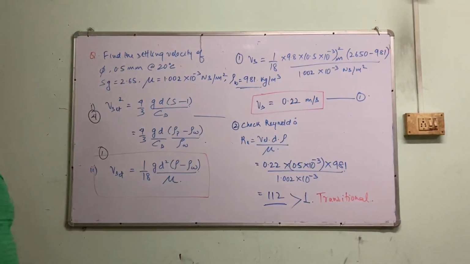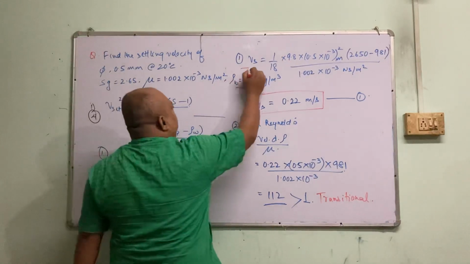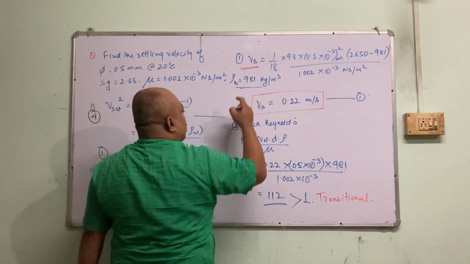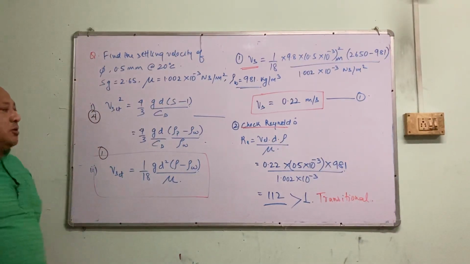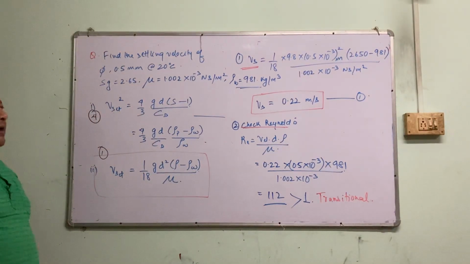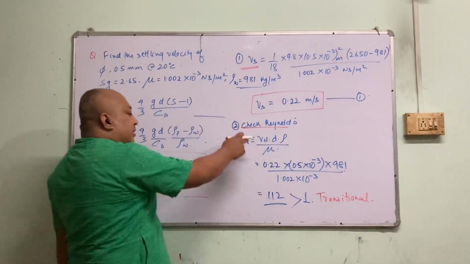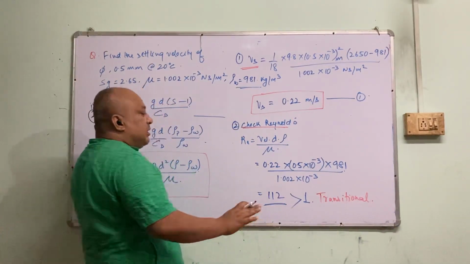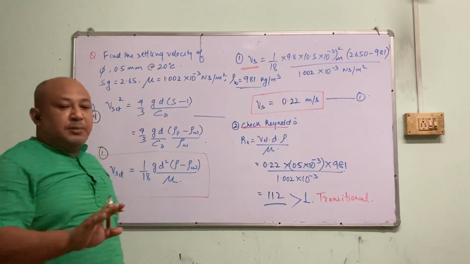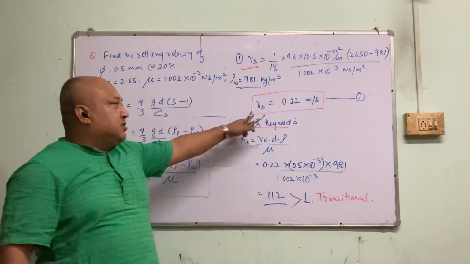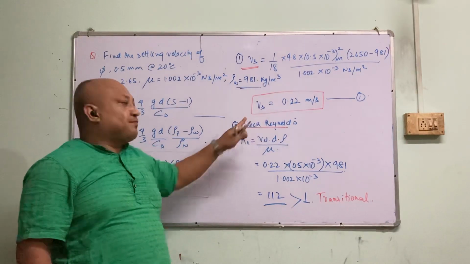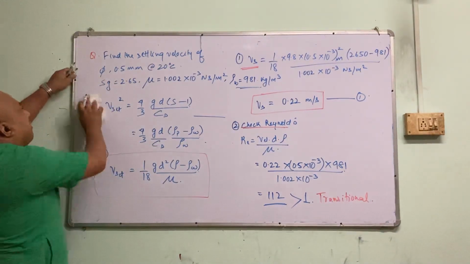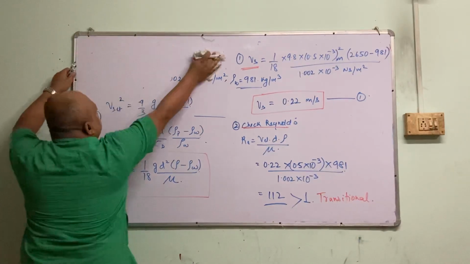So the first step is finding the settling velocity by using Stokes law. Second is to check the Reynolds number. On doing this, we came to know that the settling velocity is 0.22 meter per second, but the Reynolds number happens to be 112. That is, the flow is transitional. It is not laminar. Therefore, this settling velocity is not exactly correct. How to rectify it will be the next step.